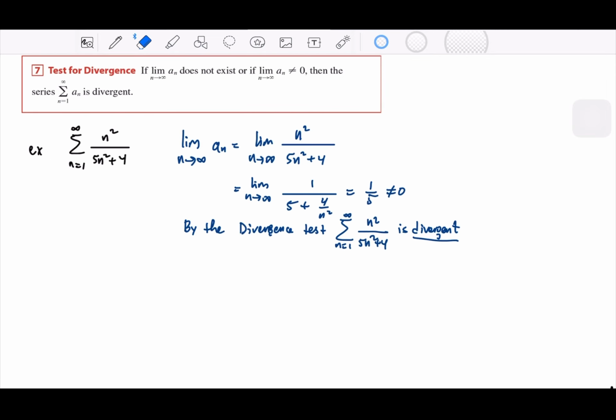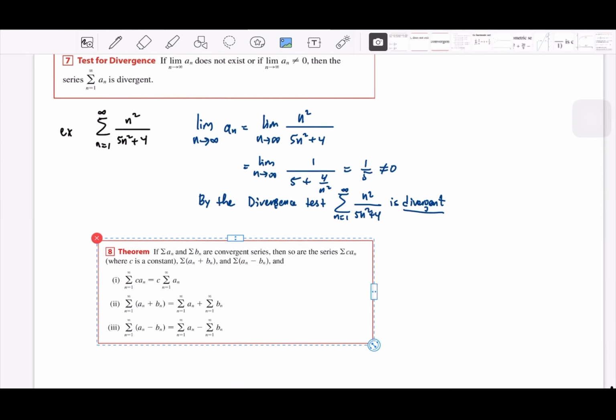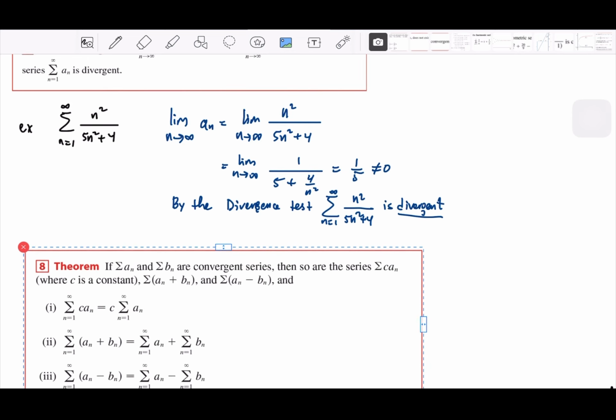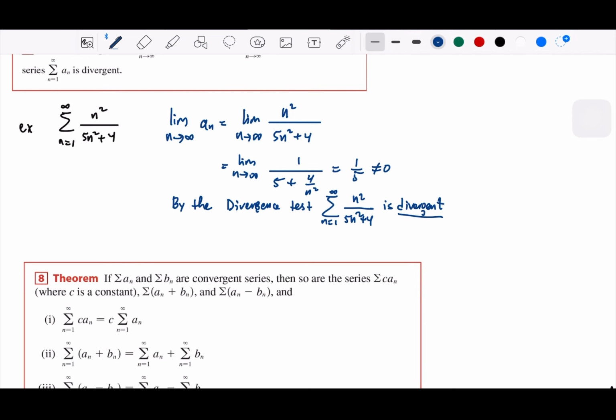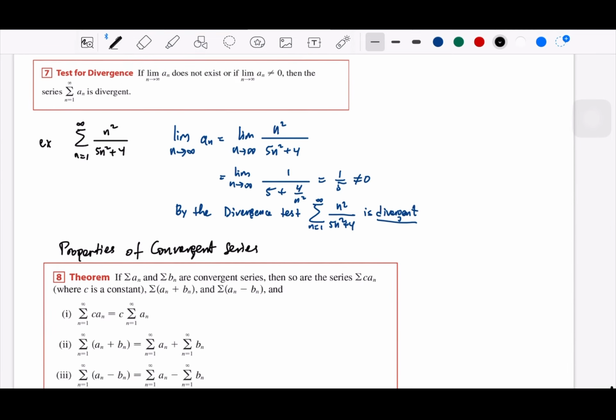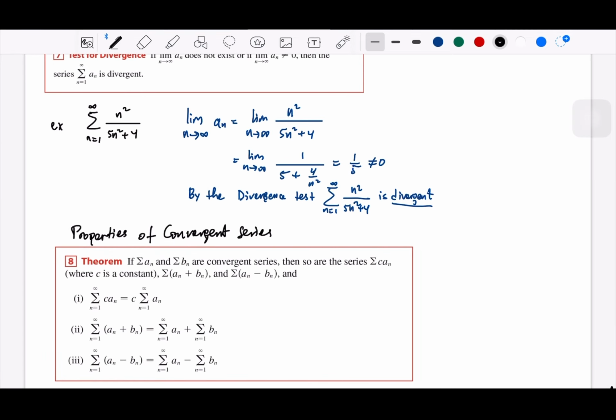Okay, one more section to end this course is the property of convergent series. I think it's pretty intuitive, like a limit. You can imagine this like a limit.